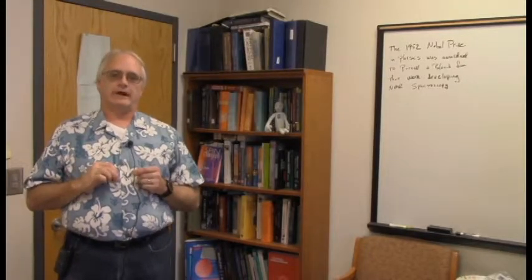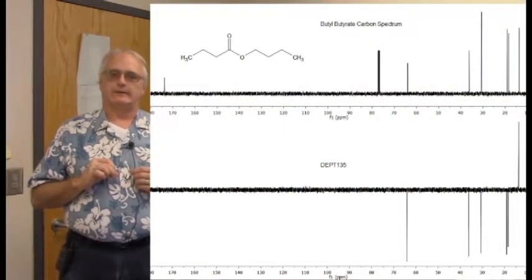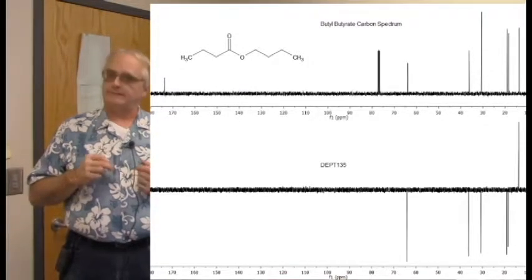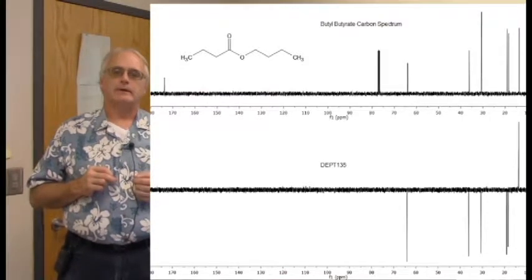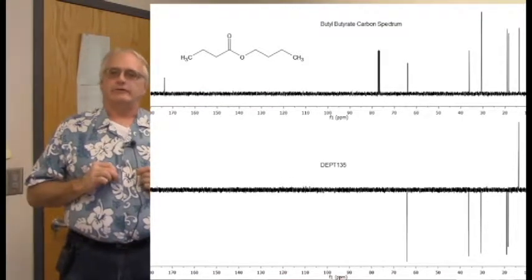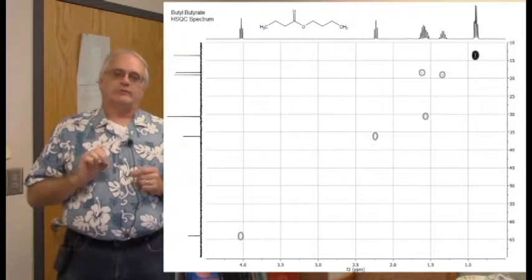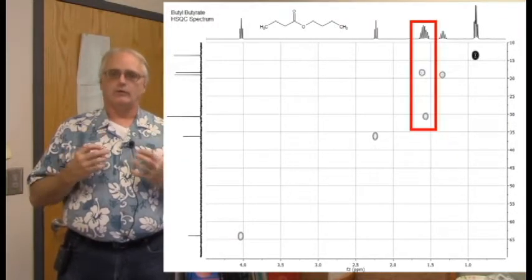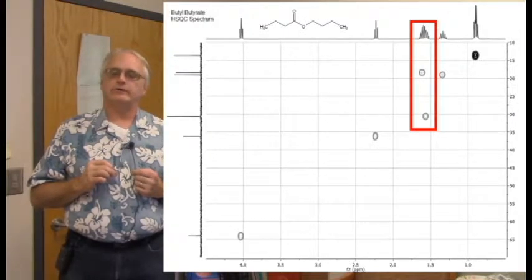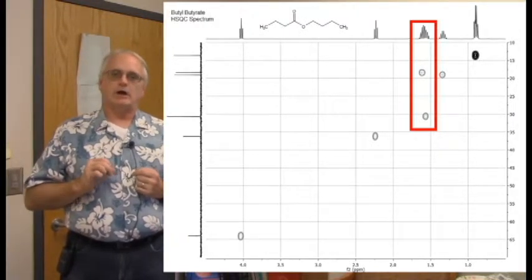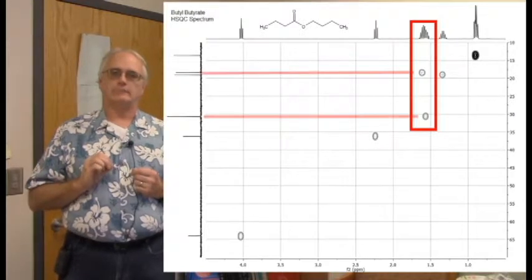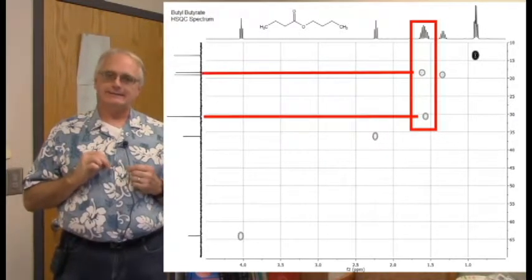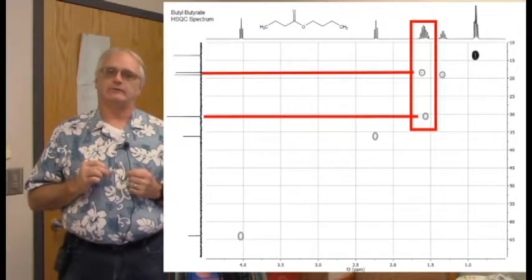First, the DEPT 135 clearly confirms that there are a lot of CH2 groups in here, and in fact there are all 5 of them. Now we look at the HSQC, and I want to focus in right here on the area where the overlap is occurring. And sure enough, what do you notice but that there are 2 carbons correlating in this region.